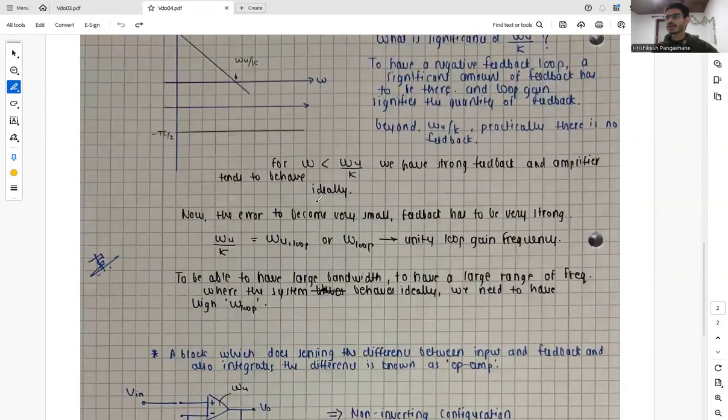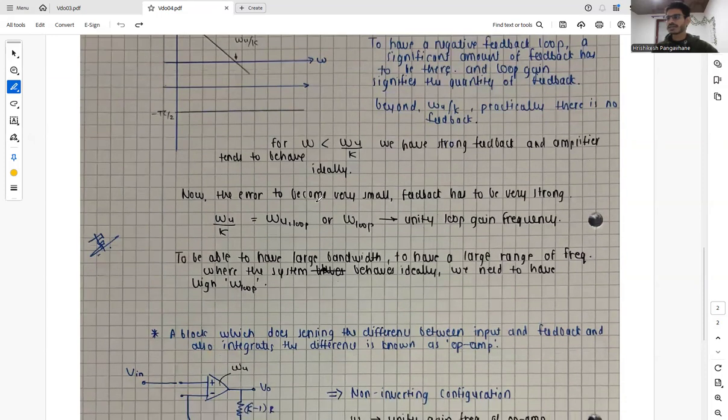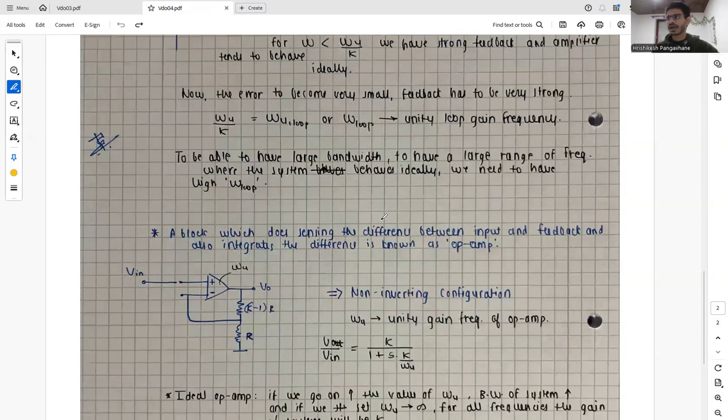So now what we say is that we have to sense the difference and integrate it, and a block which senses the difference between input and the feedback and also integrates this difference is known as an operational amplifier. And this is how its symbol looks. We have studied op amps in our basic analog circuits and other subjects as well.